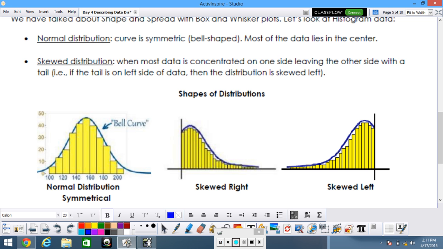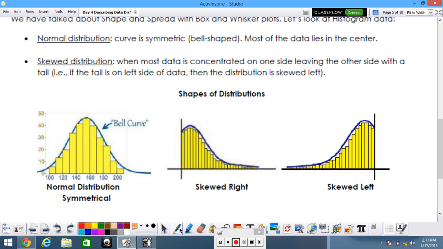Now here's where kids get messed up. Skewed right and skewed left. If something is skewed right, that means the right side is empty. And if we say something is skewed left, that actually means the left side is empty. And I know it really seems like it should go the other way around, but it's not. So please make sure you are writing down: if something is skewed right, that means the right side is empty.